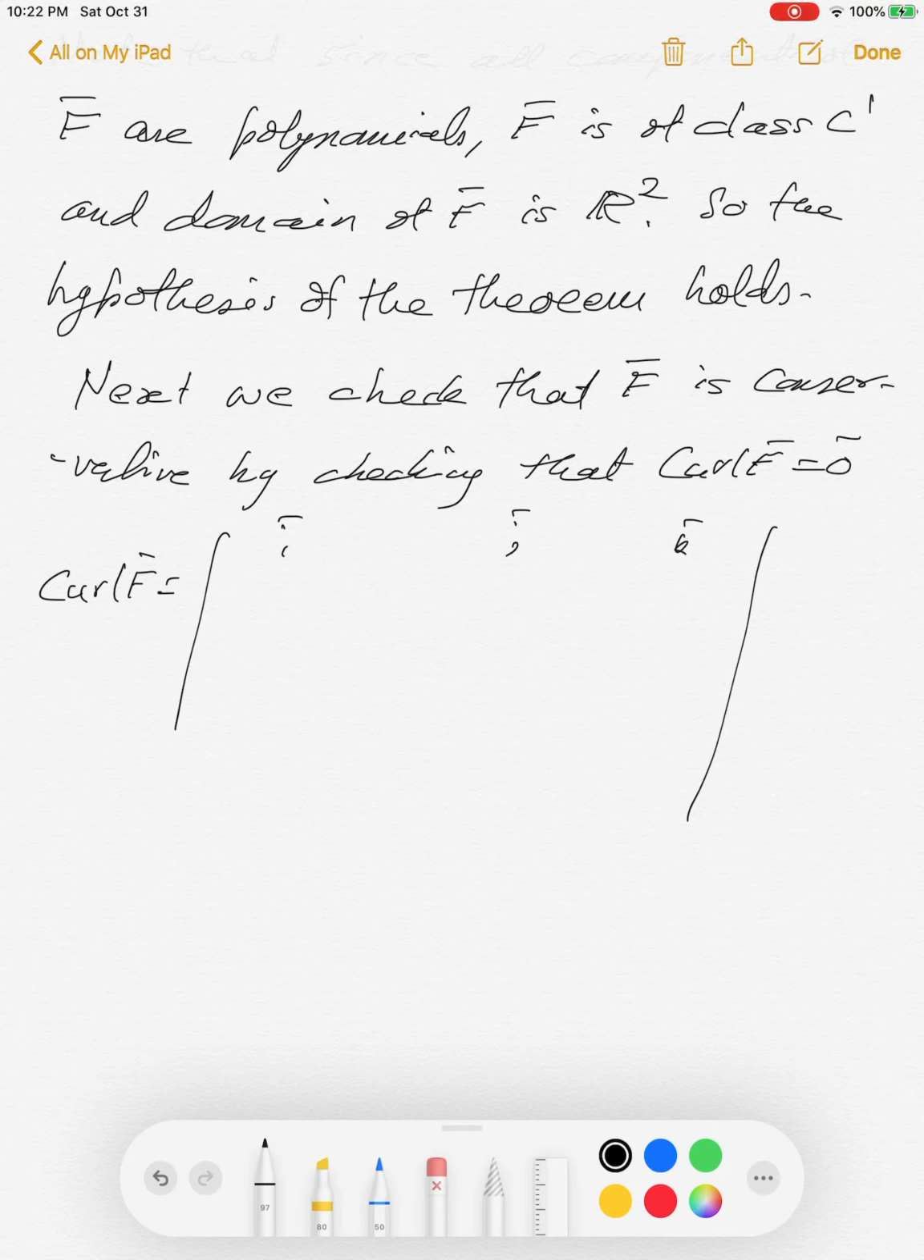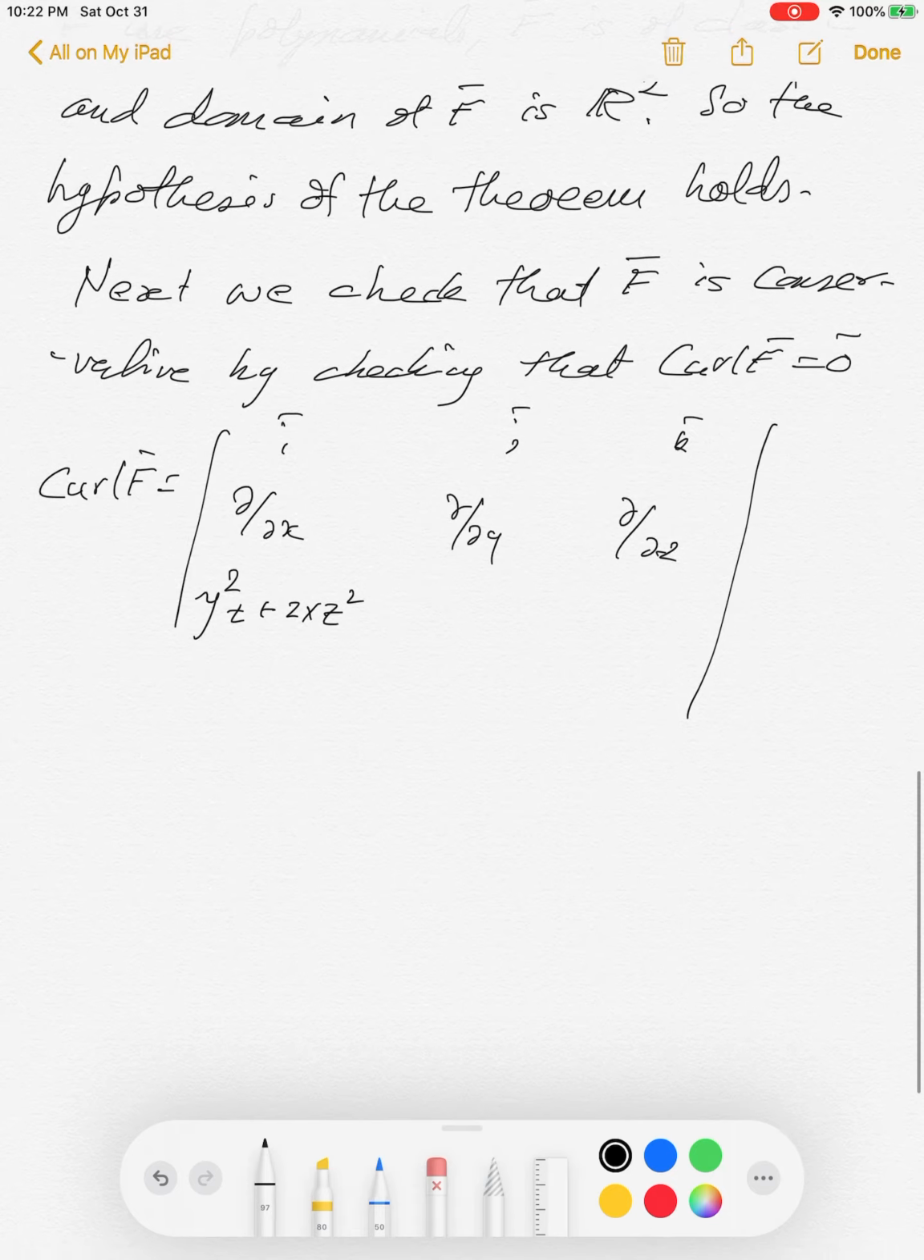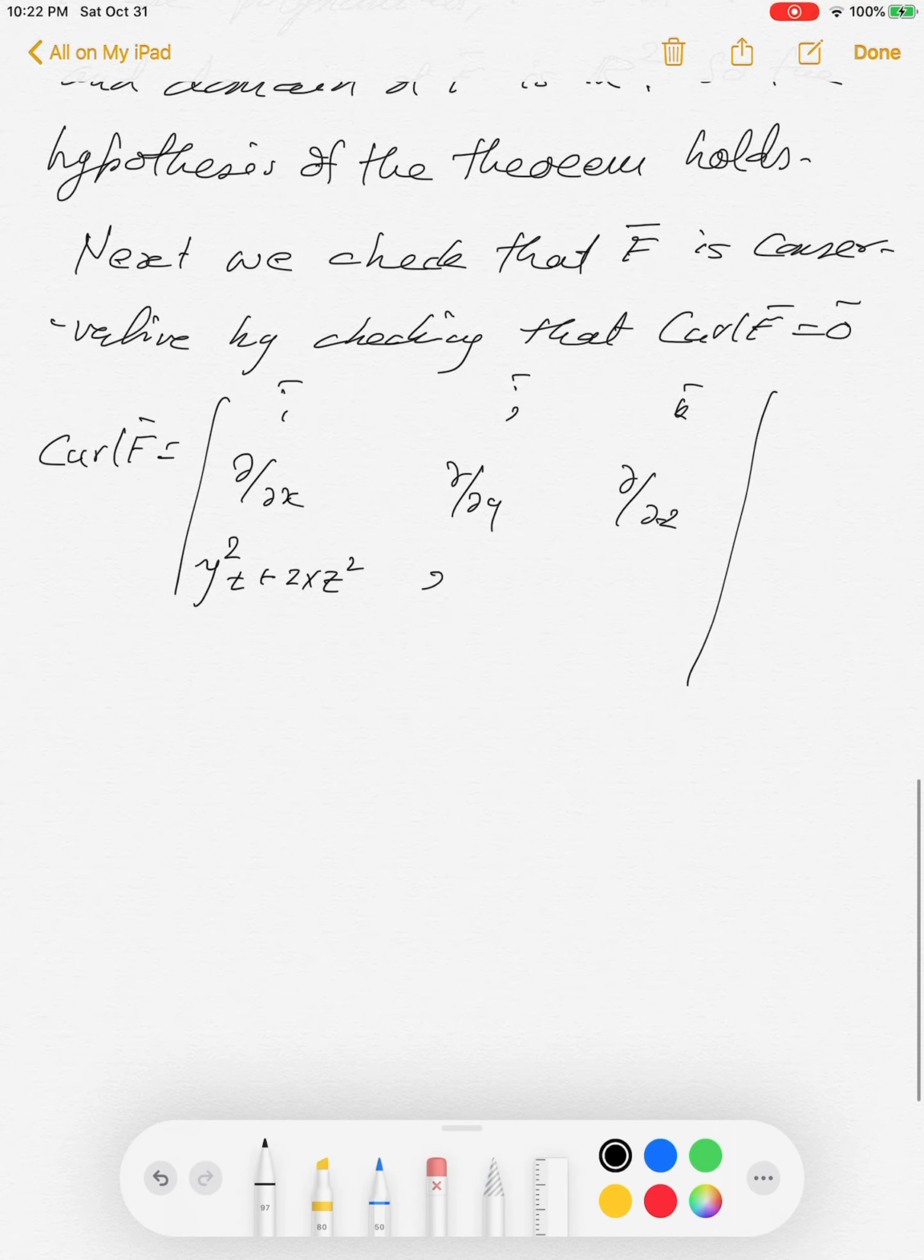So let's take curl of f bar, which is going to be i bar, j bar, k bar, and you write down the partials, and you have y square z plus 2xz square, 2xyz, xy square plus 2x square z.